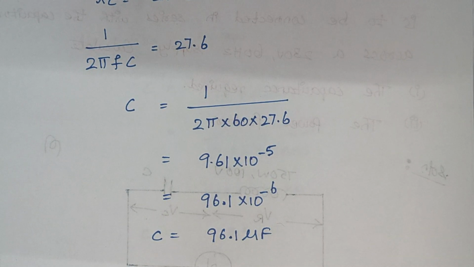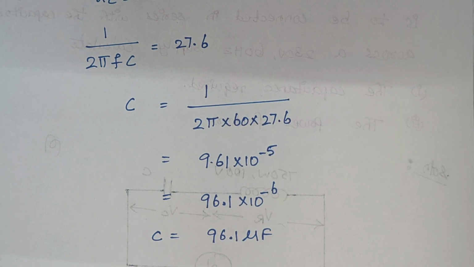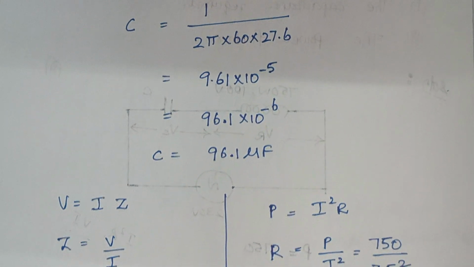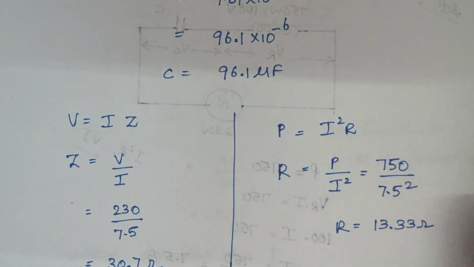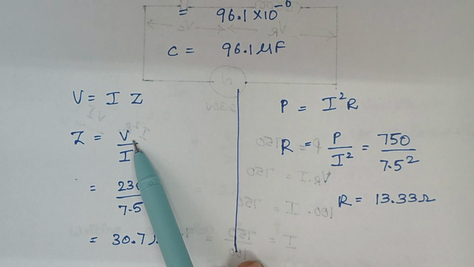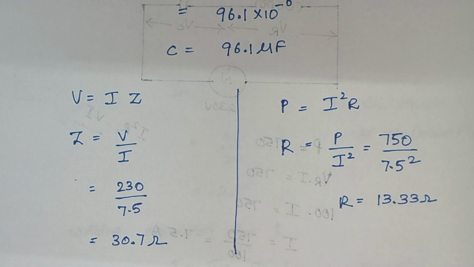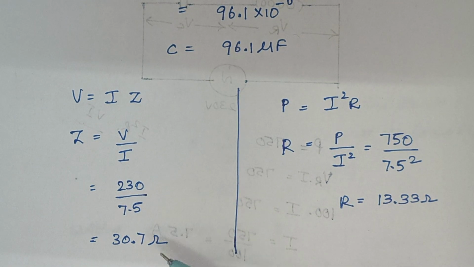The next thing is to calculate the power factor. The power factor is given by the formula cos phi is equal to R by Z. So we need to calculate R and Z. How to calculate Z? V is given by I into Z, so Z is nothing but V by I. V is given in the problem and I we have calculated. Just substitute, and the answer is 30.7 ohms.